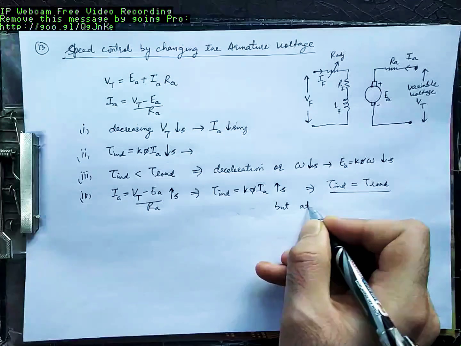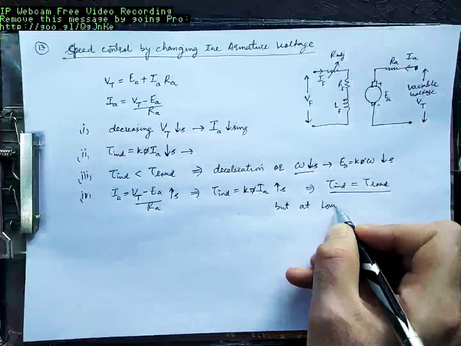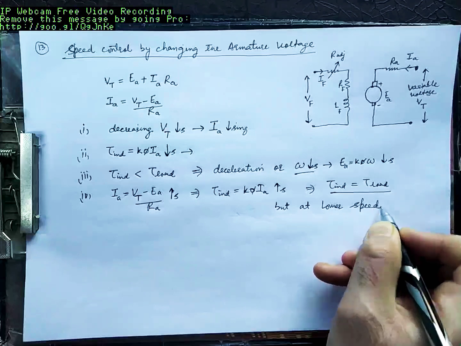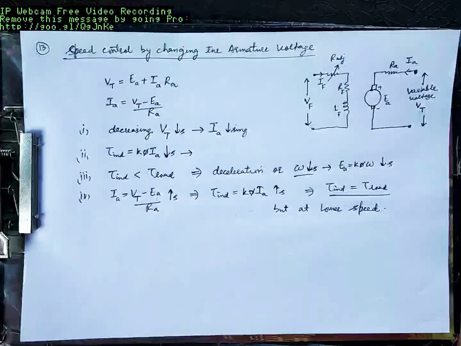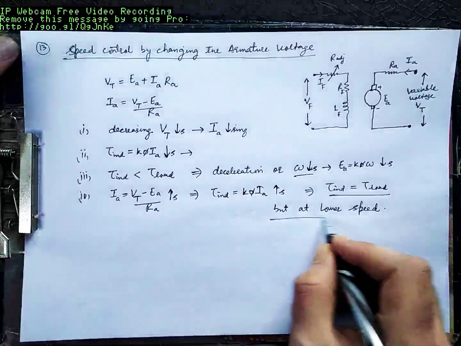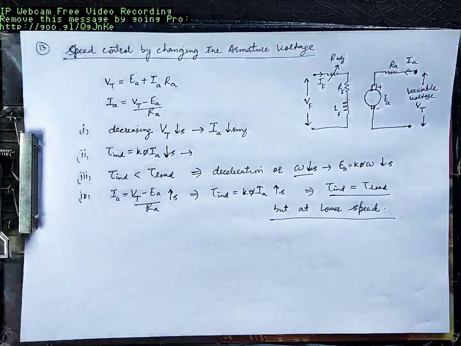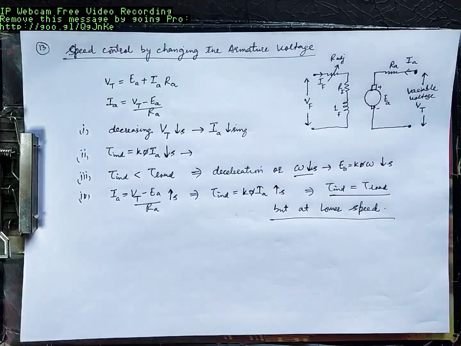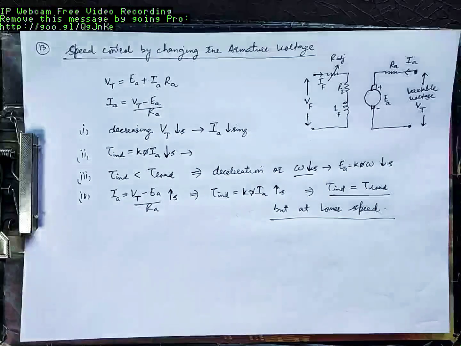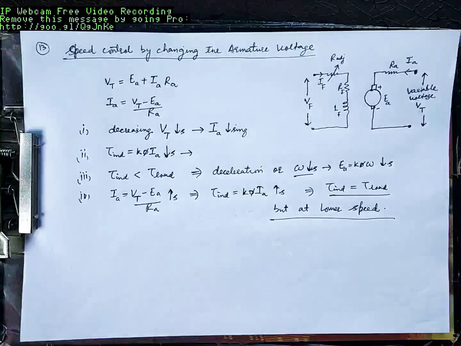When induced torque increases, tau induced again becomes equal to tau load, but at lower speed. That means we have reduced the speed of this motor. Fine.